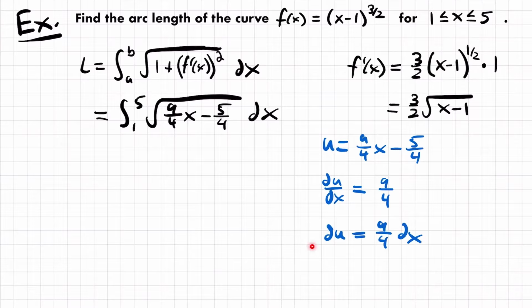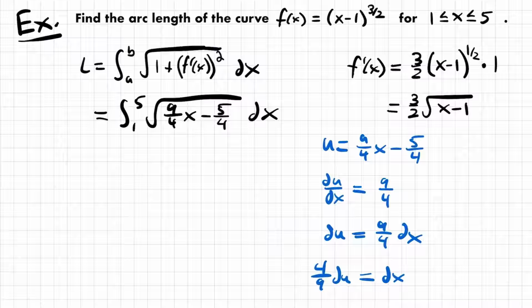And now whatever du is equal to, you need to be able to find that within your integral. However, I don't see a 9/4 that we can replace with du, and so I'm going to divide both sides by 9/4, which is the same as multiplying by 4/9. And so we'll have that 4/9 times du is equal to dx.